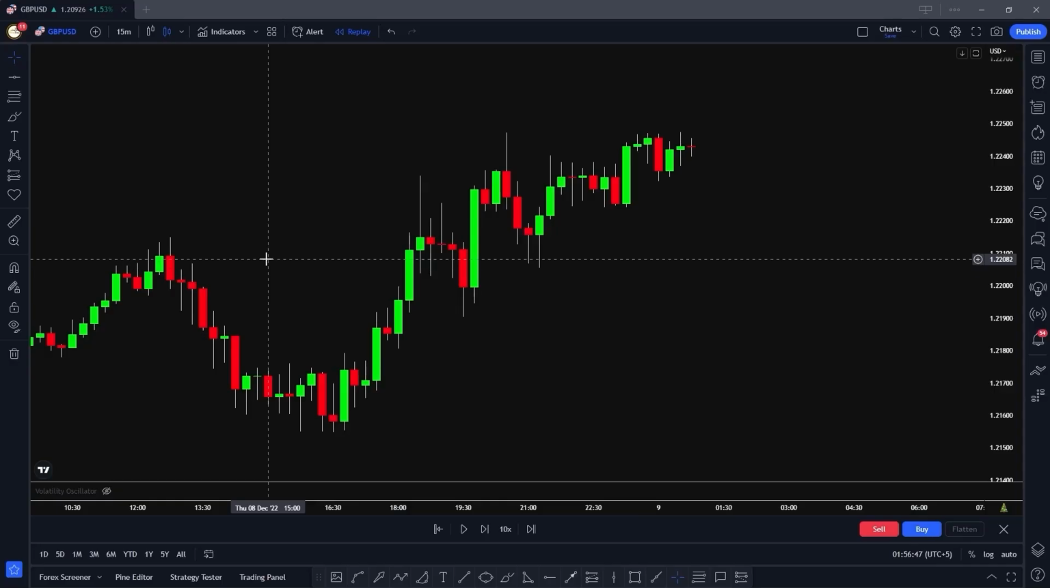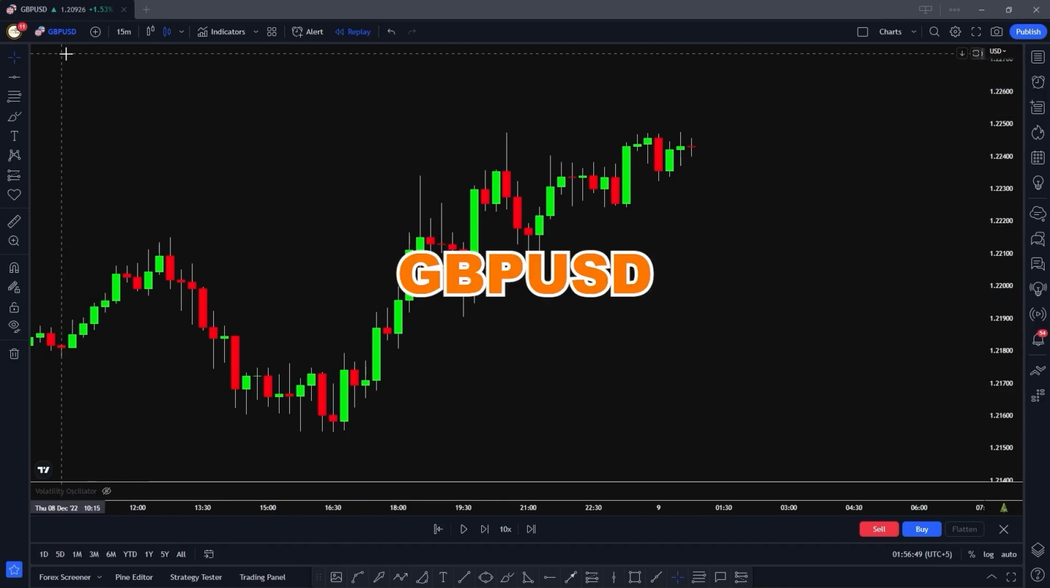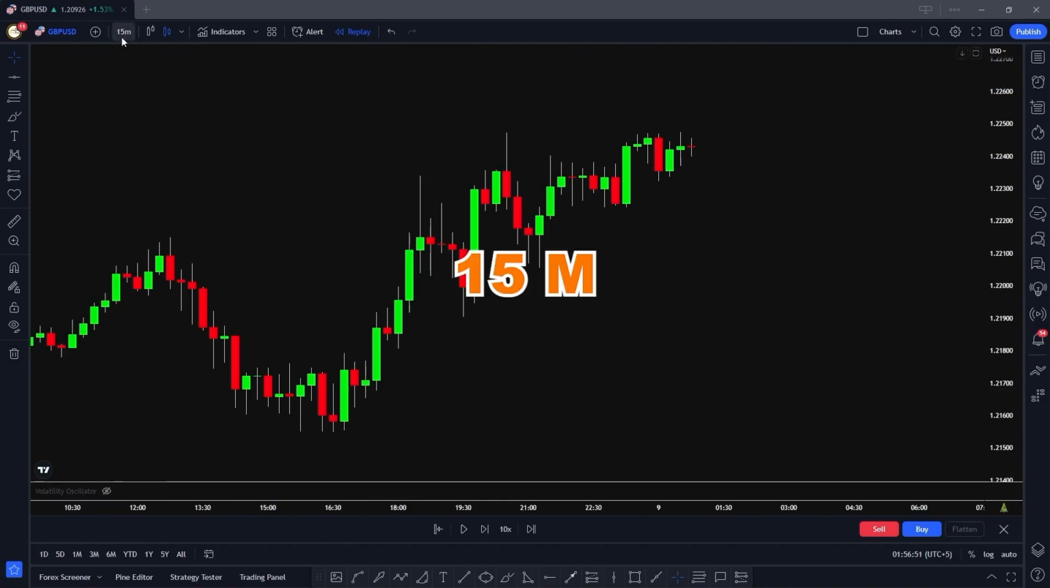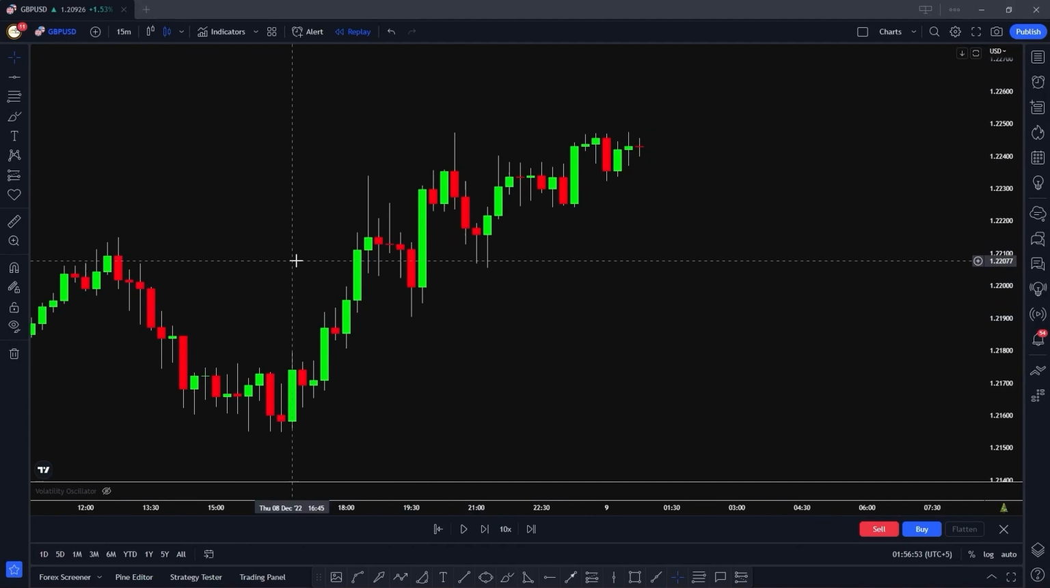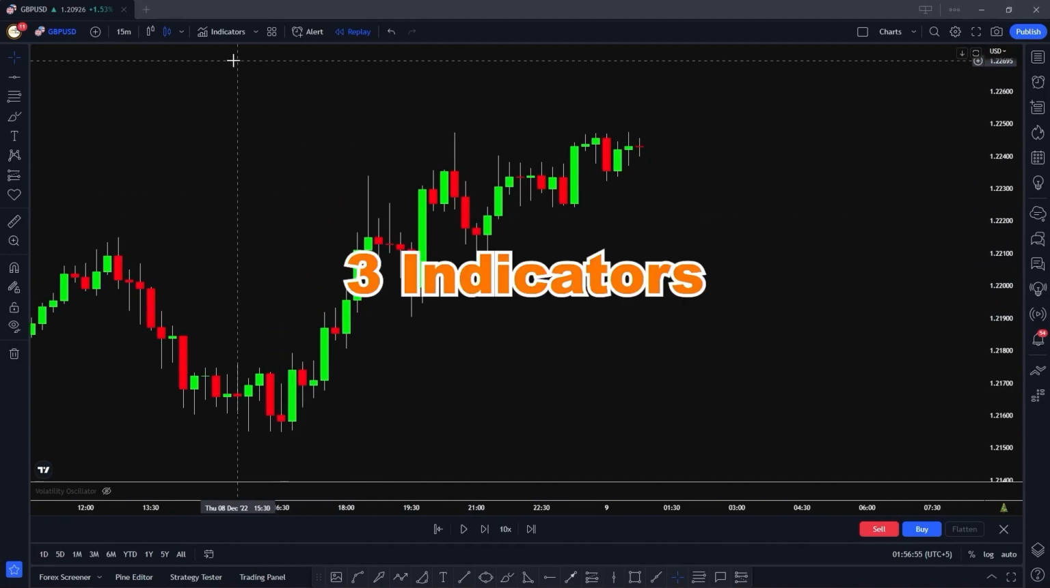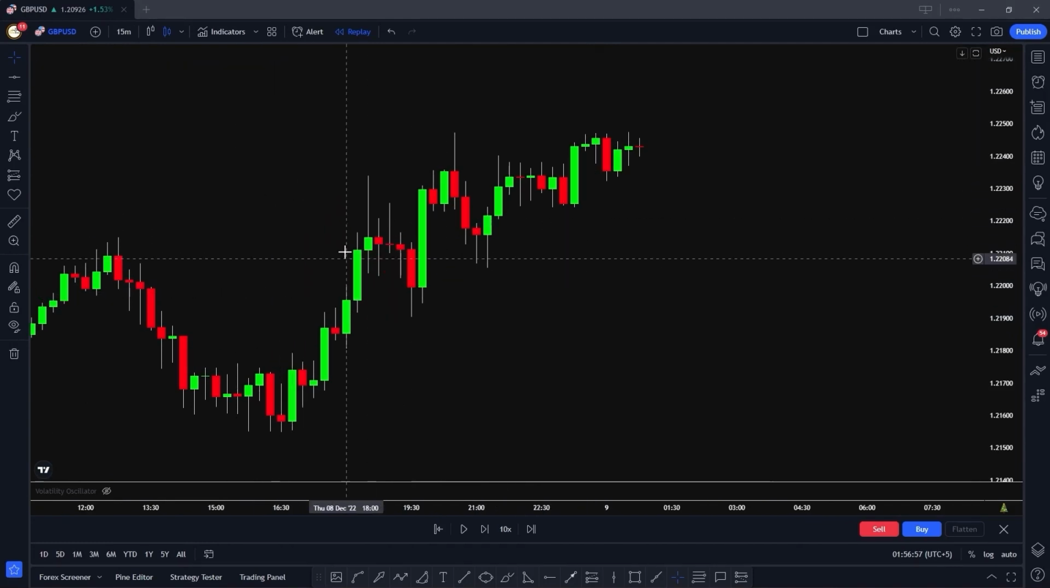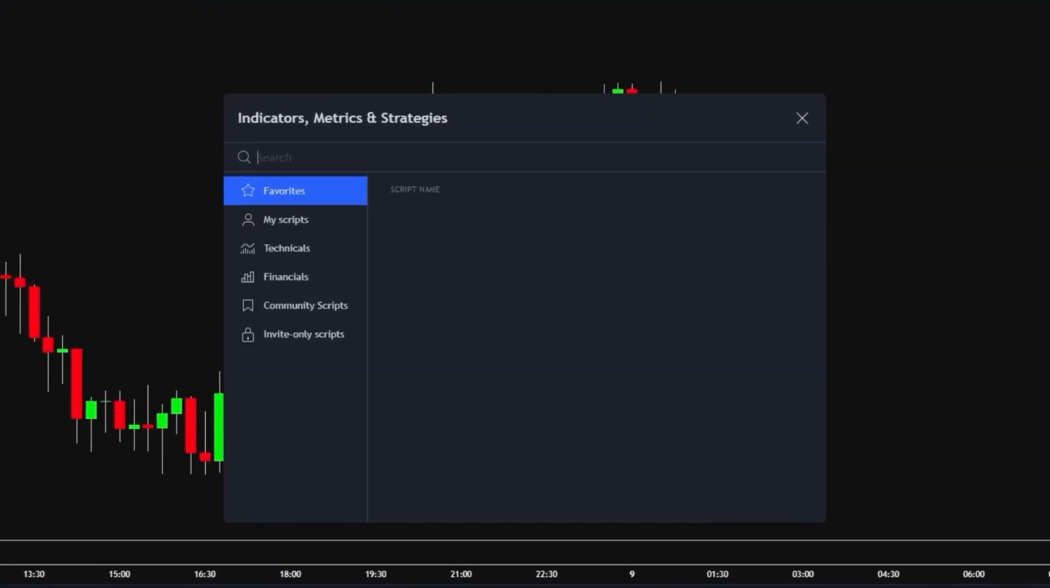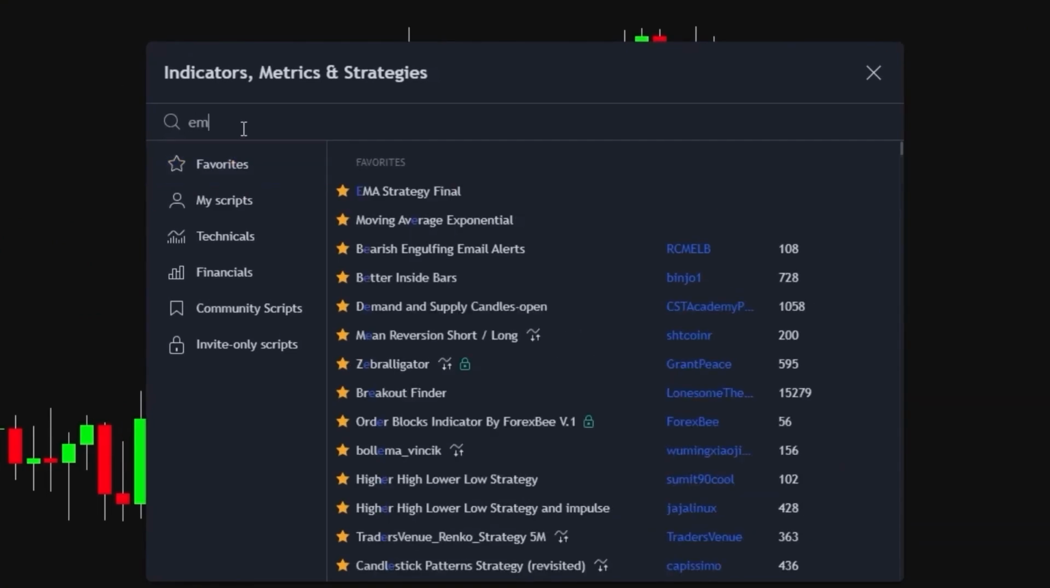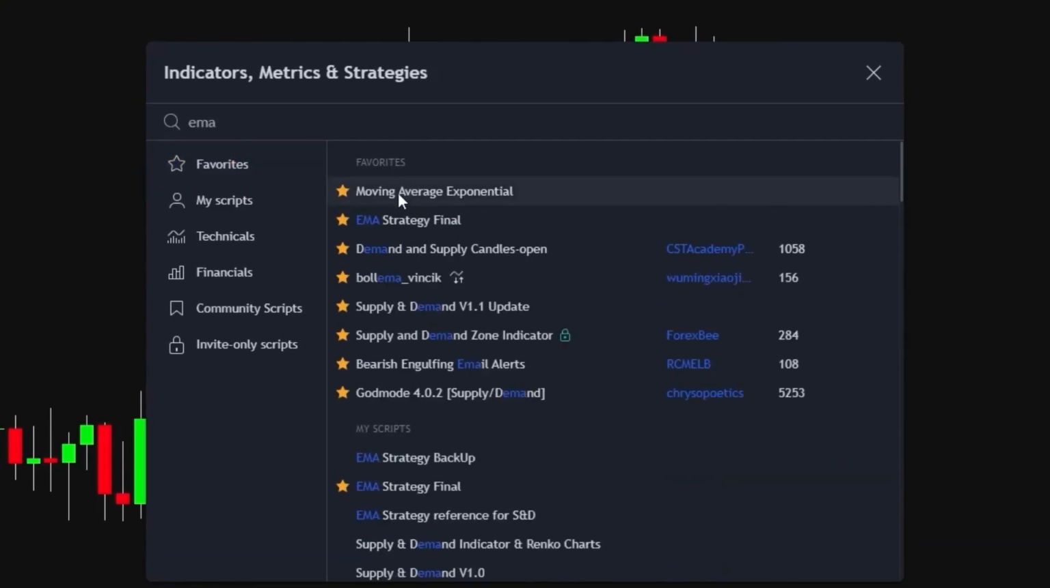So let's get started. We're going to be using the GBP/USD pair and the 15-minute time frame. In order to perform our strategy, we're going to be using 3 indicators. So let's add these indicators one by one to the chart. First of all, let's add the exponential moving average. In order to do that, we're going to go to the indicator tab and search for EMA. We're going to add the exponential moving average 2 times to our chart.